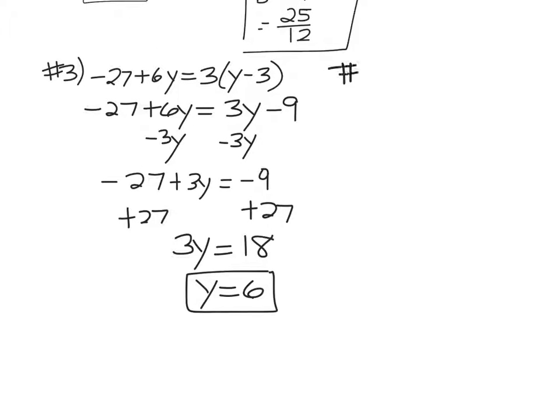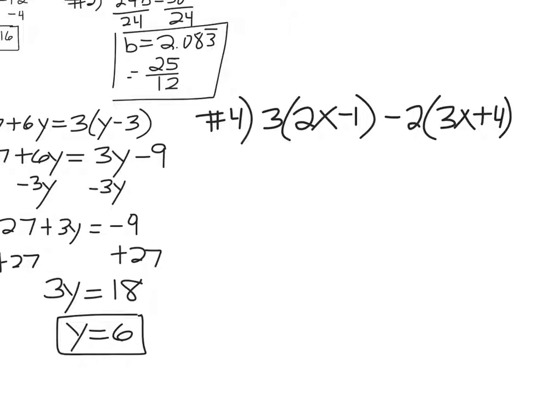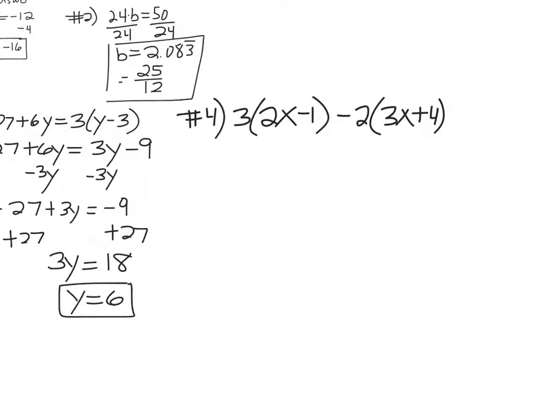All right, number 4. I'm going to let you try one, and it's a doozy. Here we go. 3 times (2x minus 1) minus 2 times (3x plus 4) equals 11x. Do you think you can do this one? Okay, I'm going to let you try.